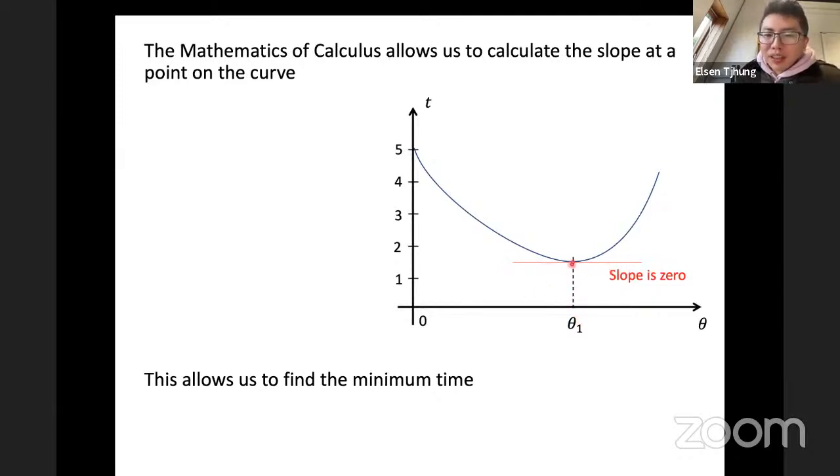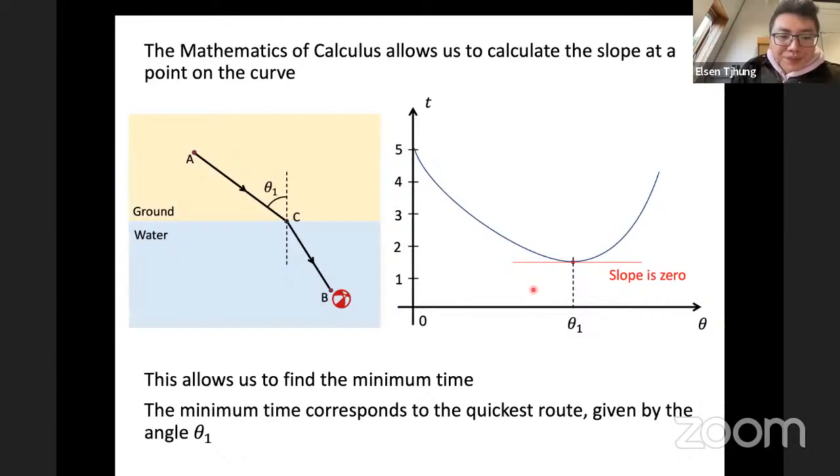So let's call this angle theta 1, which is around 65 degrees something. D is the special angle, which corresponds to the minimum time, or the quickest time to finish the race. So the minimum time theta 1 is basically corresponding to the quickest route by the person to run and swim to get to point B.